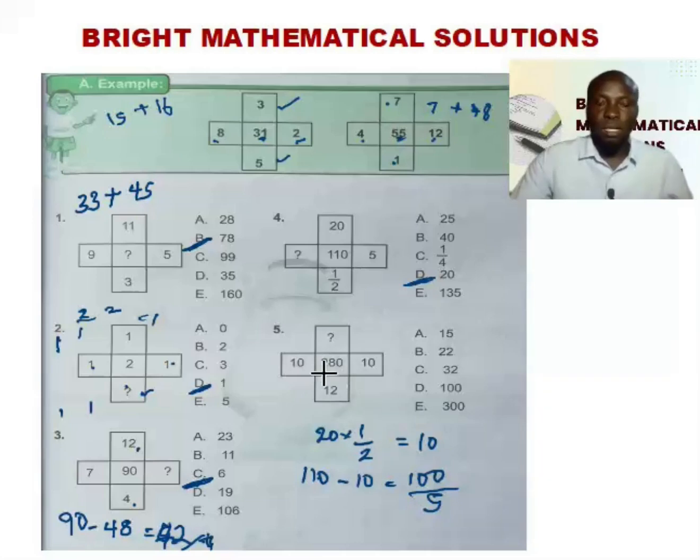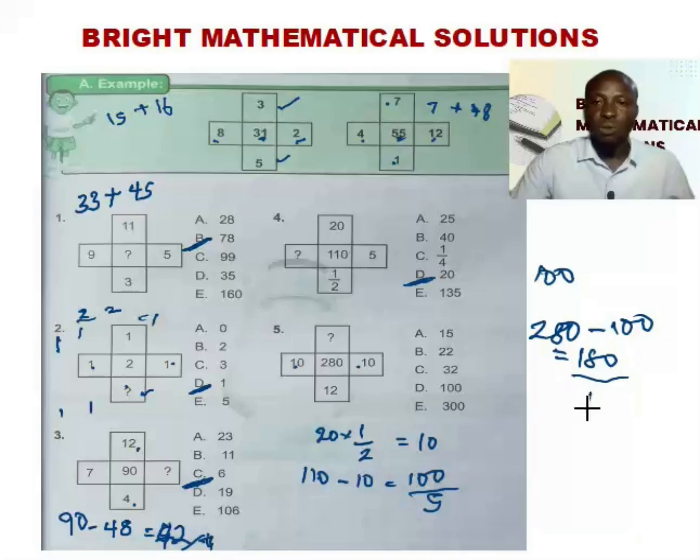Now, to the last one, 10 multiplied by 10 is 100. We have 280 here, so 280 minus 100 gives us 180. So divide 180 by 12, and that gives us 15. So our final answer is 15.